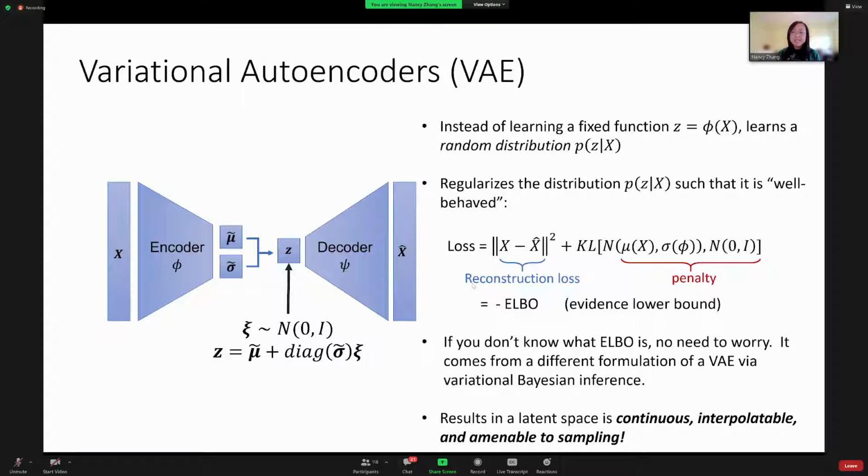So what this does is it results in a latent space that is continuous, interpolable, and amenable to sampling. Now, why is that so? Well, for sampling, it's obvious, right? Because once you have fit the weights of the encoder and decoder, you can just sample Z from the prior, and then you can get X samples, have new sequences of X coming out of that.